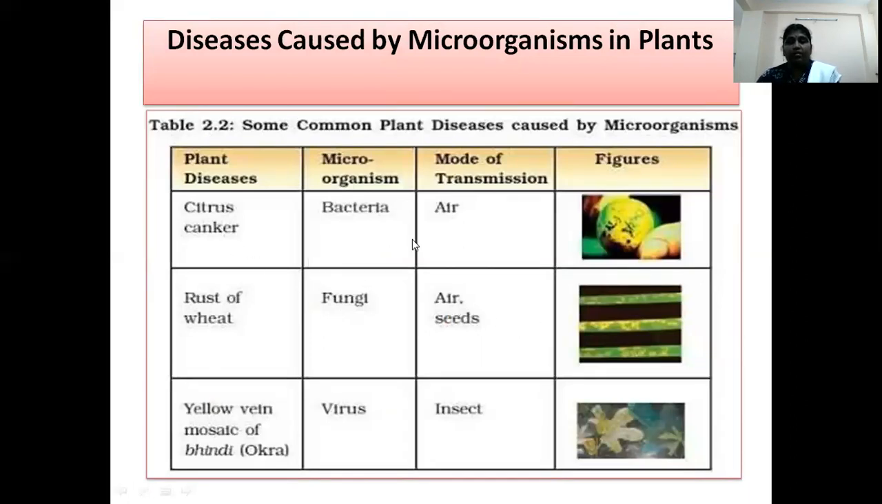Citrus canker is a disease noticed in citrus family plants like lemon, orange, etc. It is caused by bacteria and the mode of transmission is air. Rust of wheat will be noticed in wheat crops. The green leaves will turn pale yellow. Fungi lead to this disease. It is transmitted by air as well as contaminated seeds. Yellow vein mosaic will be noticed in lady's finger. It is spread by insects. A virus leads to this disease.